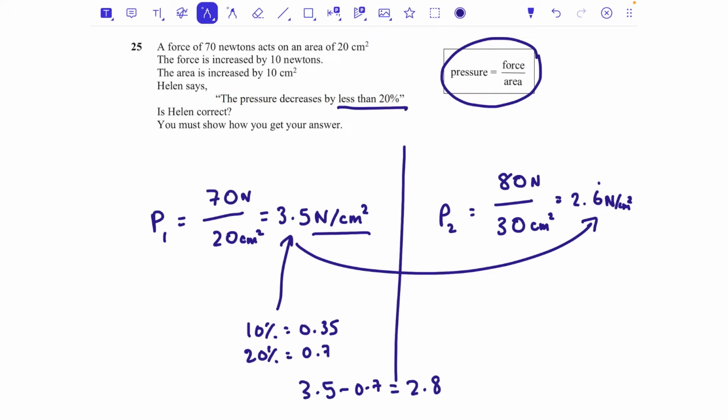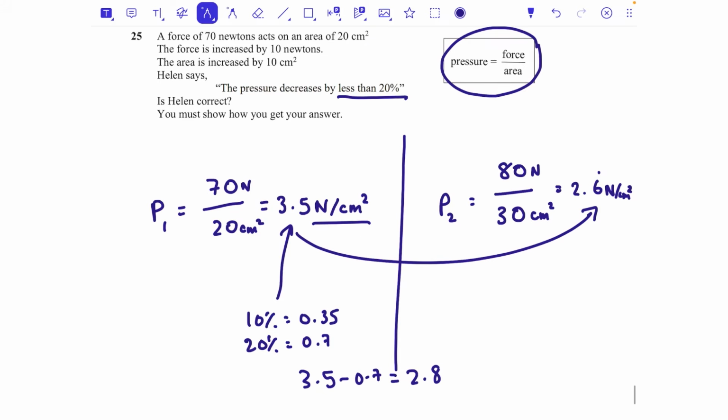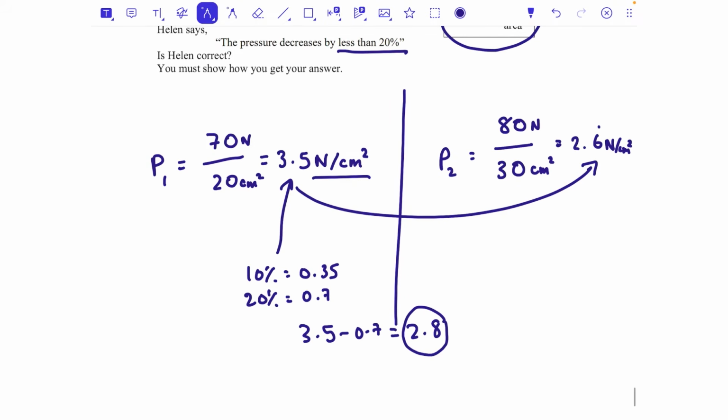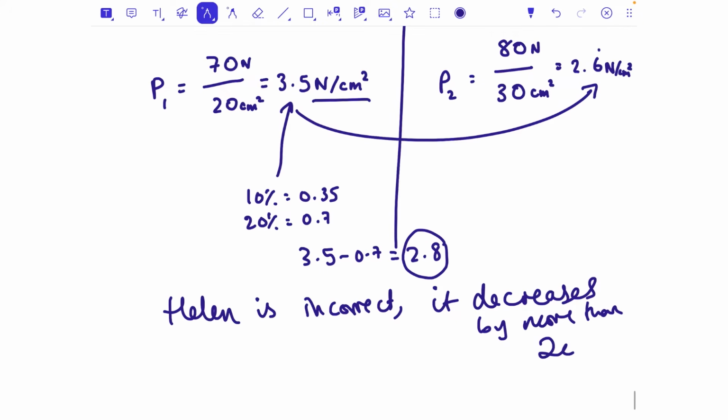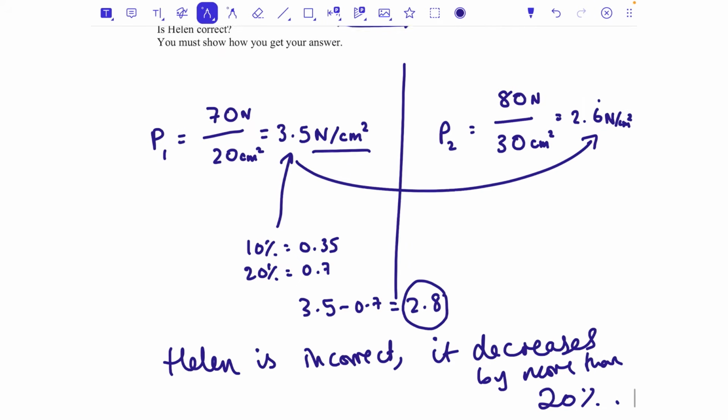So it says the pressure decreases by less than 20%. So I would say no, Helen's wrong, because 20% would get us down to 2.8. It's gone down more than that. So Helen is wrong. Helen is incorrect. It decreases by more than 20%. So always make sure you're backing up your answer with some reasoning and some maths, I guess.